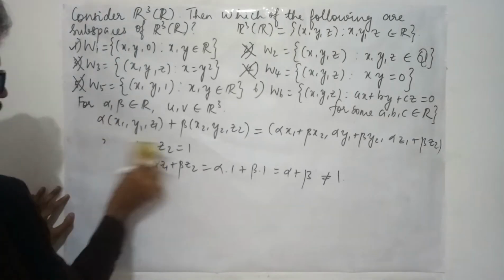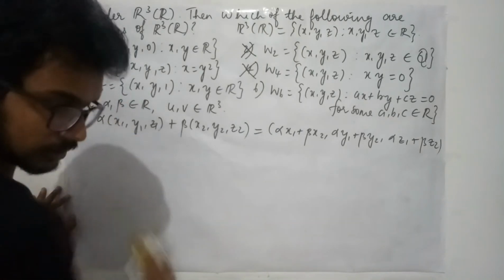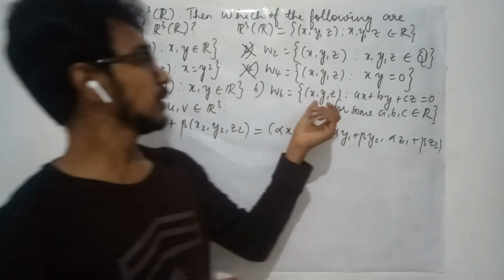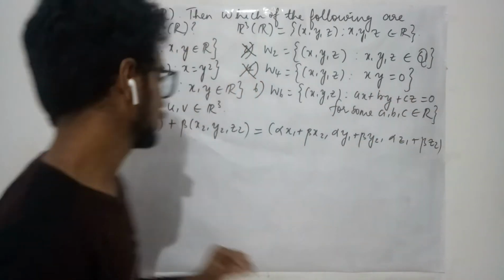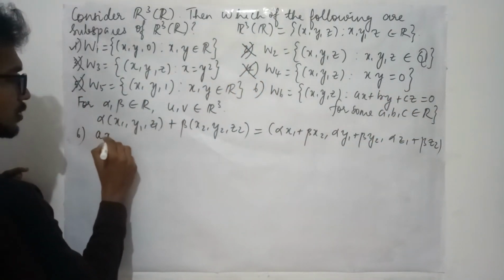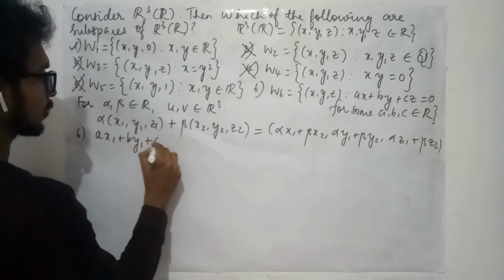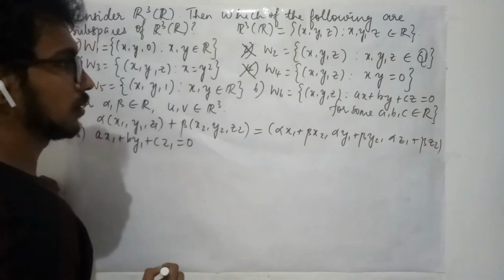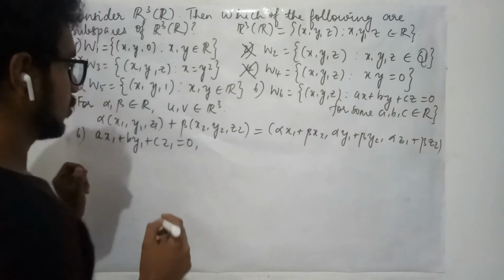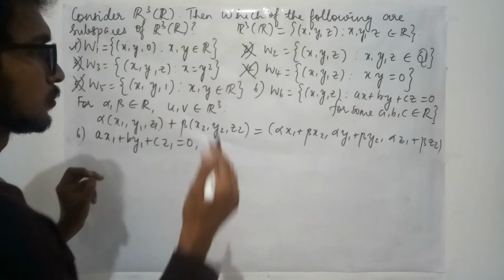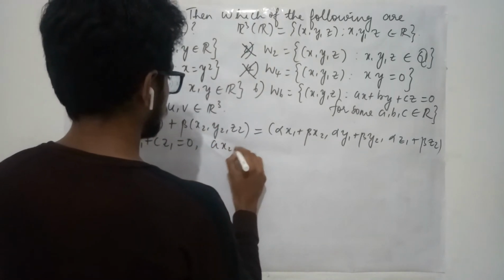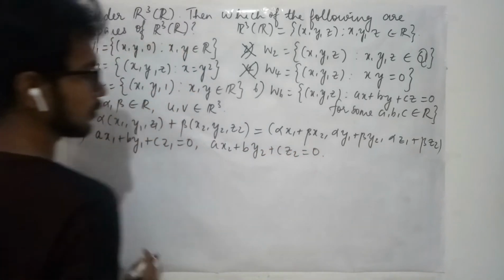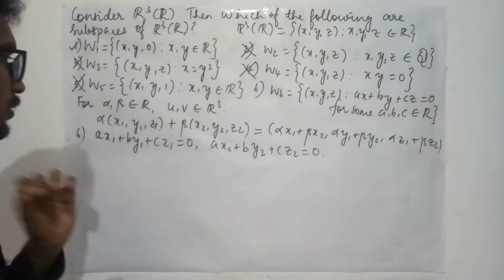Let us come to the last one. What is given? It is given that the entries are satisfying some equation like this. Therefore, a x1 plus b y1 plus c z1 is 0 is going to be the case. And let me take a x2 plus b y2 plus c z2 is 0, for some a, b, c in real numbers.